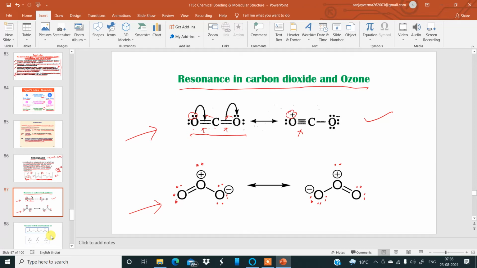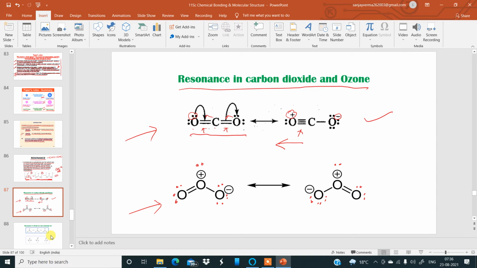Whereas if this pi bond shifts to the next oxygen atom, it will make it a negative charge. So this happens on the other side also. Okay, so this is called resonance in carbon dioxide.